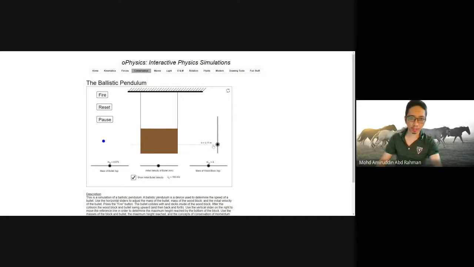Okay, so change the slider over there. Make sure it is at the bottom of the pendulum, right? The bottom of the pendulum where H equals 0 meter.